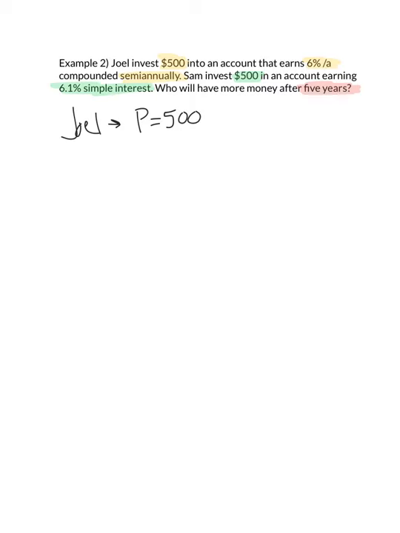Now, this is compounded semi-annually. So I know that when I calculate my i I have to do that 6% divided by 100, but I also have to divide by my magic number. I see that word semi-annually, and so I know that my magic number is 2. The next thing that I have to do when I'm calculating my n is take my years, which we said was 5, multiply by that magic number 2 again, so I get 10.